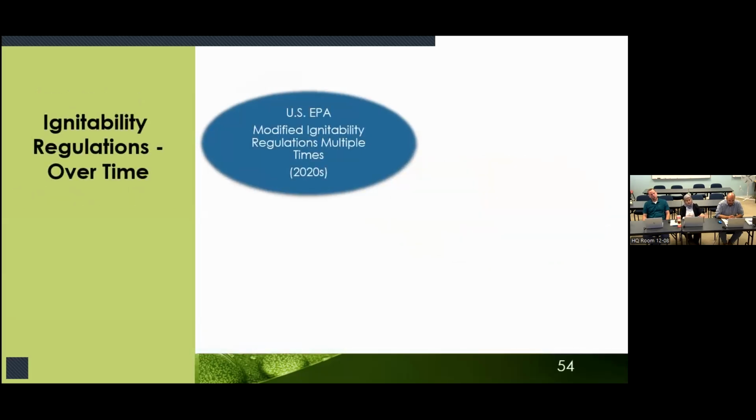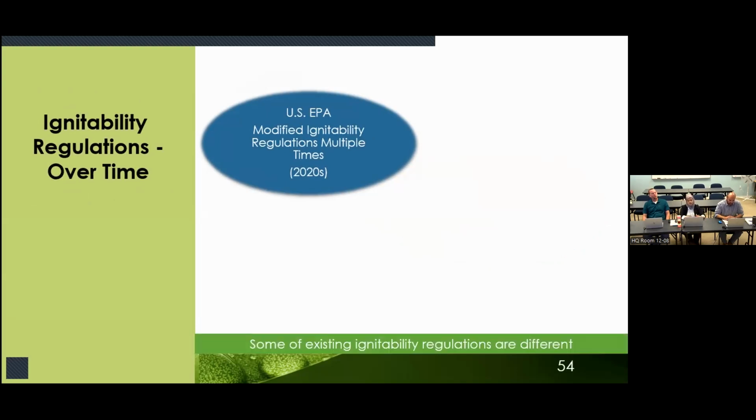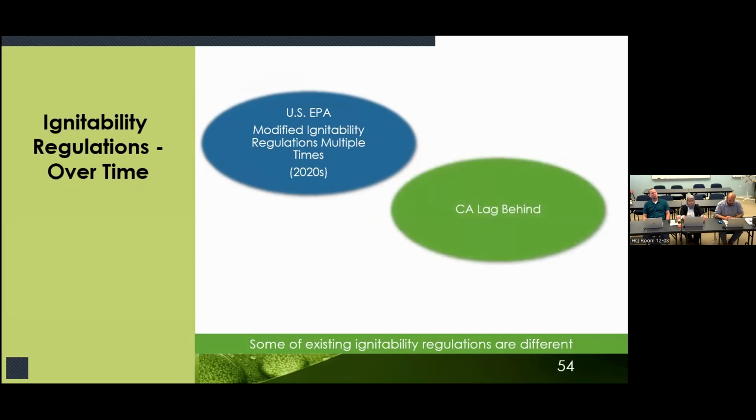However, over time, the situation has changed. While the criteria for ignitability remain the same between California and federal regulations, certain subsections have some differences in the regulatory language. This is because the US EPA has revised its ignitability criteria several times, while California has not adopted all of these recent changes. As a result, although the regulations were once identical, some variations have emerged over time. We will discuss these differences in depth later today. With that, our discussion about ignitability criteria is completed.